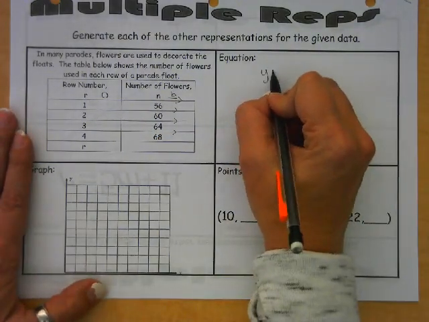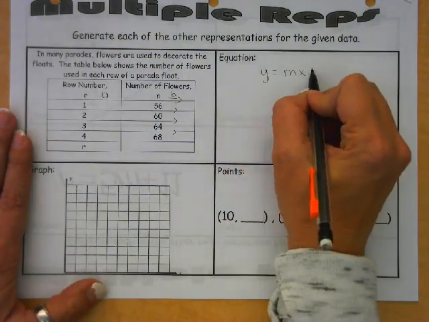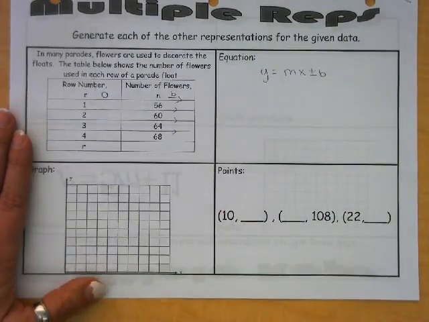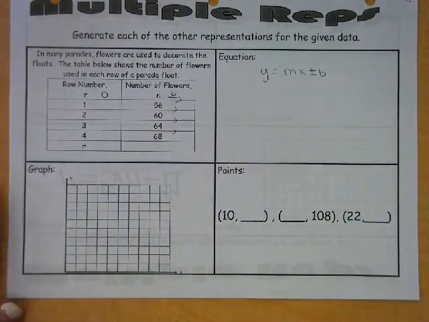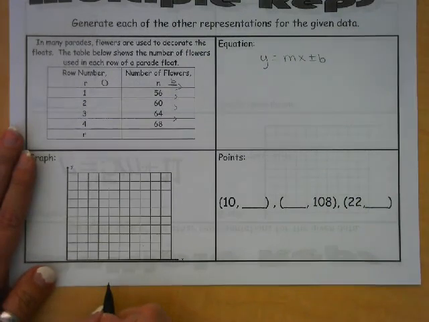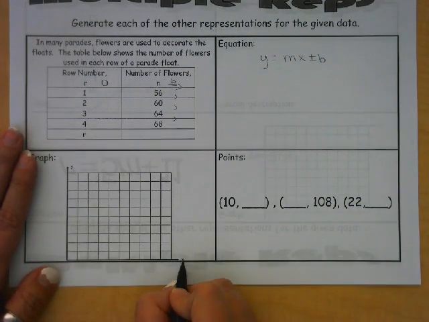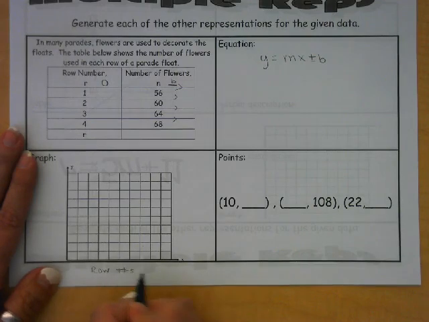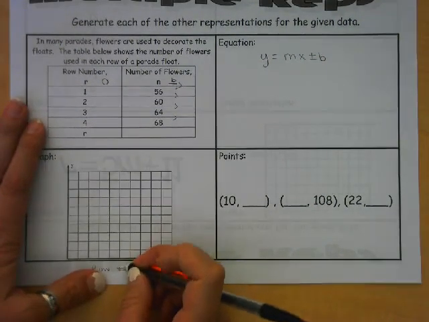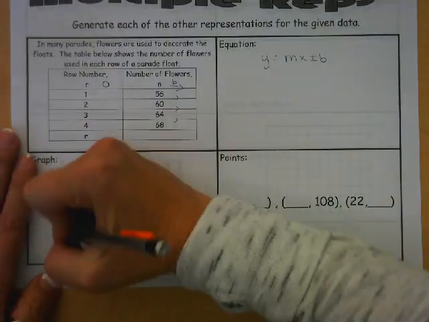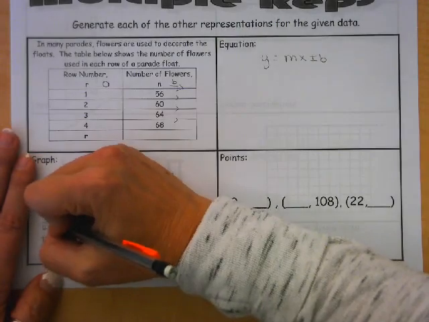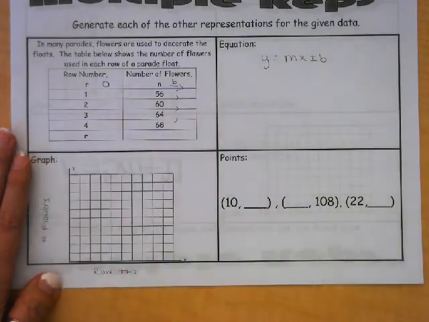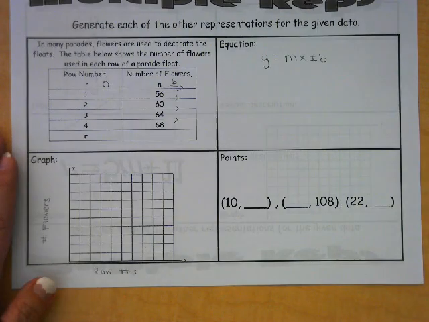Remember, it's going to be y equals mx plus or minus b. Whenever you do your graph, you need to make sure you label. So look here, our x, our independent, is row number. And our y is going to be number of flowers. Okay? You can do what you want on your scale.